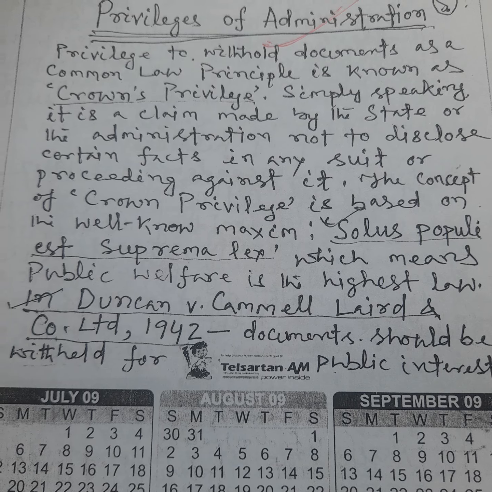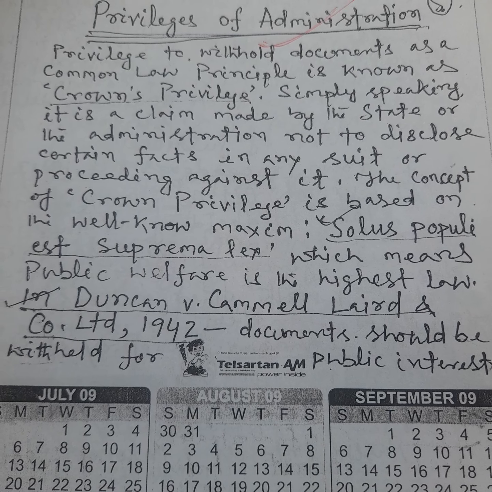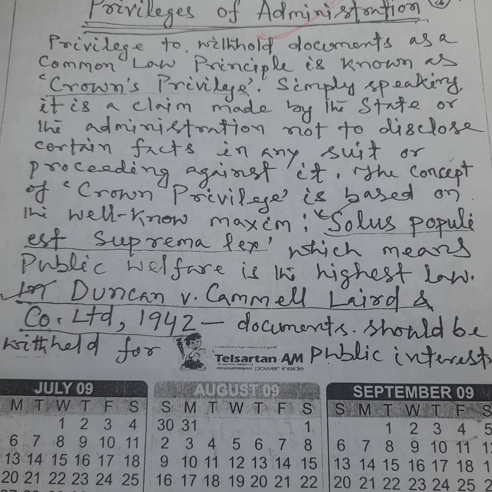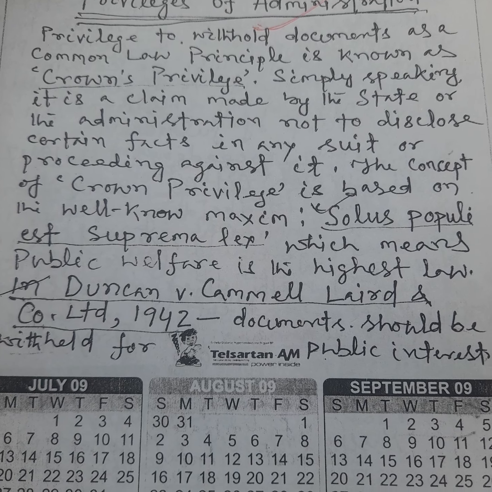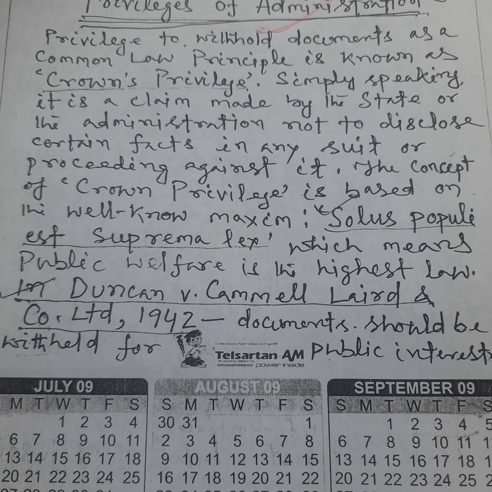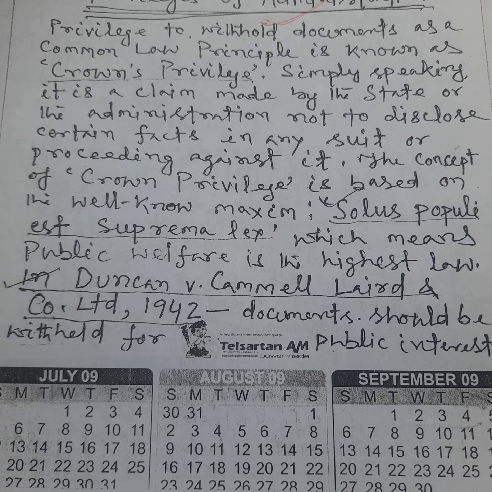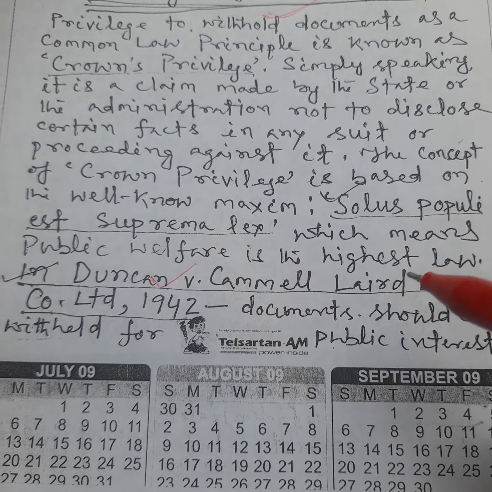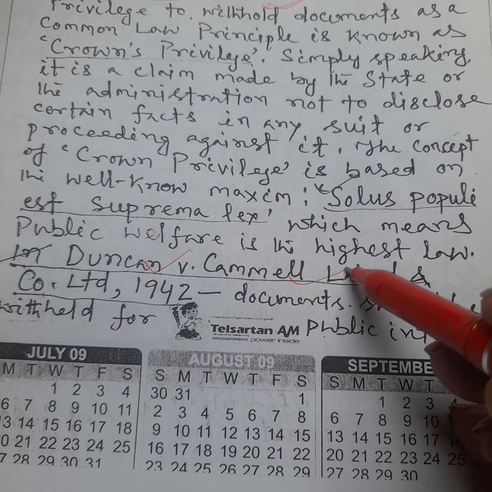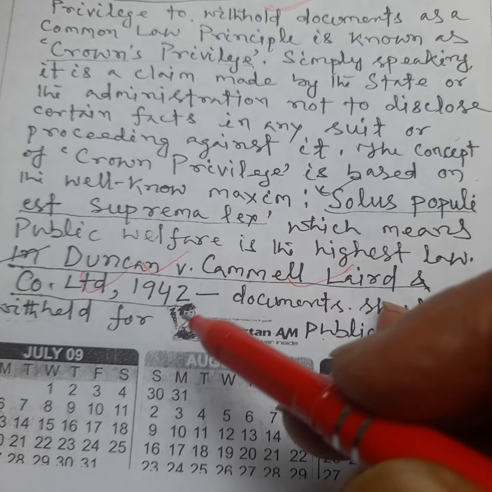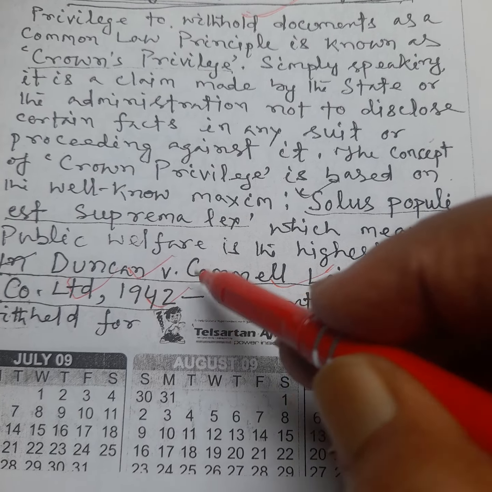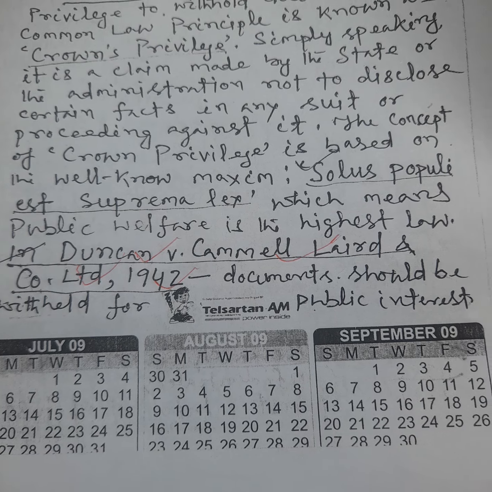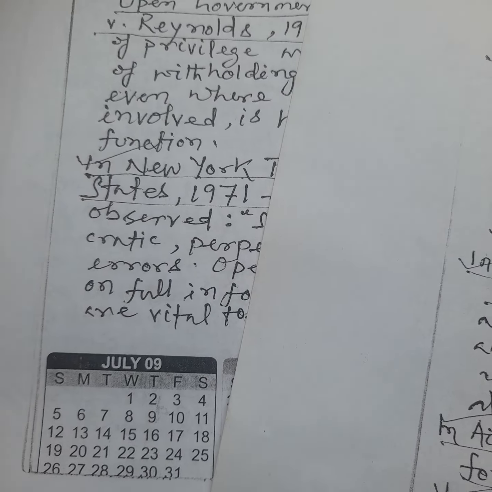The concept of Crown's privilege is based on the well known maxim salus populi est suprema lex, which means public welfare is the highest law. So, in the leading case, Duncan versus Cammell Laird and Company Limited in 1944, it was held that documents should be withheld for public interest.